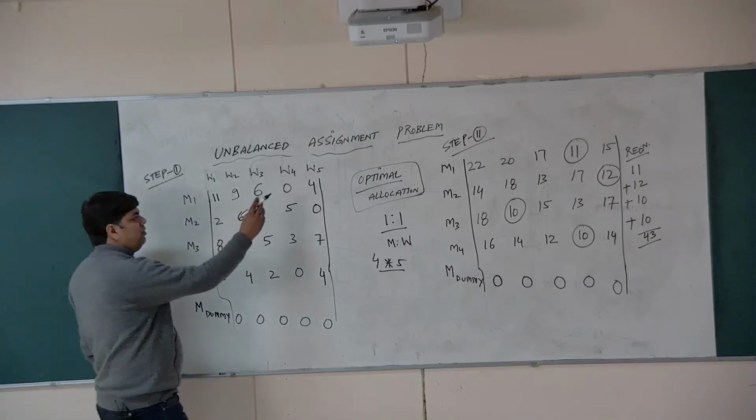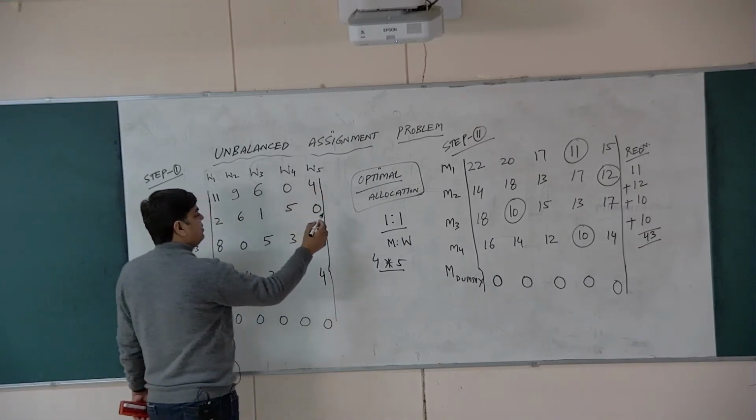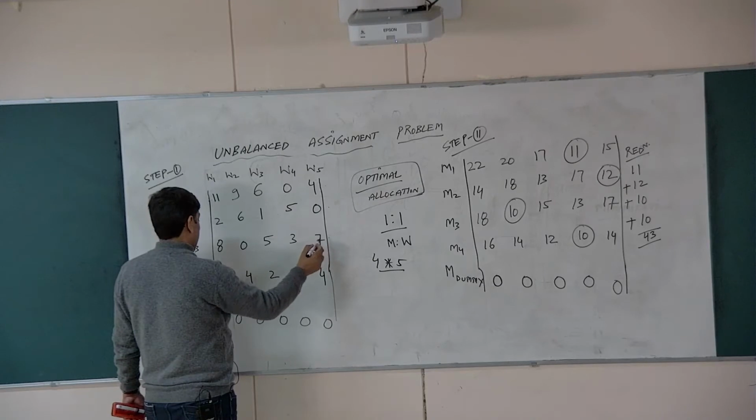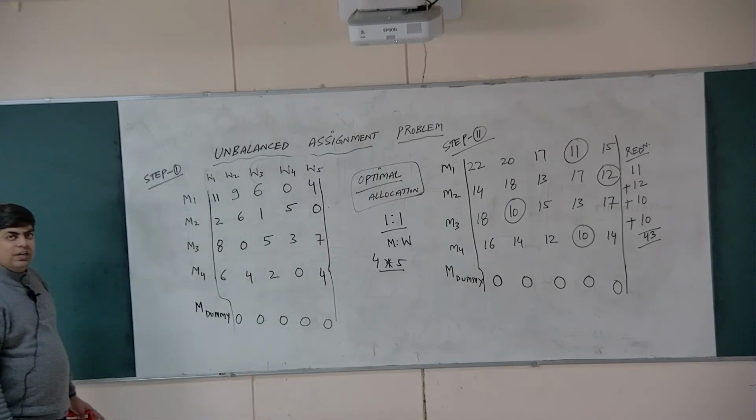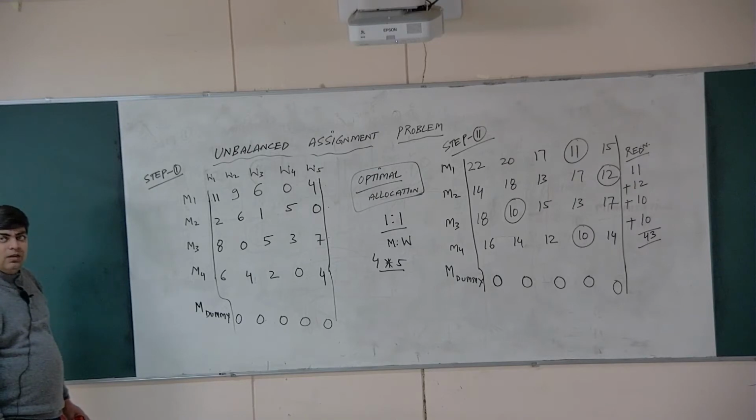Now let us check whether in every row there is 0. M1 there is 0, yes. M2 there is 0, yes. M3 equal to 0, yes. M4 equal to 0, yes. It means it requires no further iteration in terms of your row operation or column operation. So the next step is now our assignment. Can we proceed?